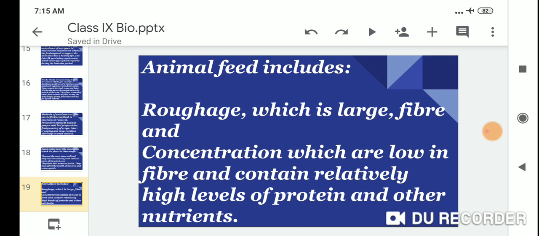Animal feed includes roughage, which is large fibers, and concentrates, which are low in fiber and contain a relatively high level of protein and other nutrients.